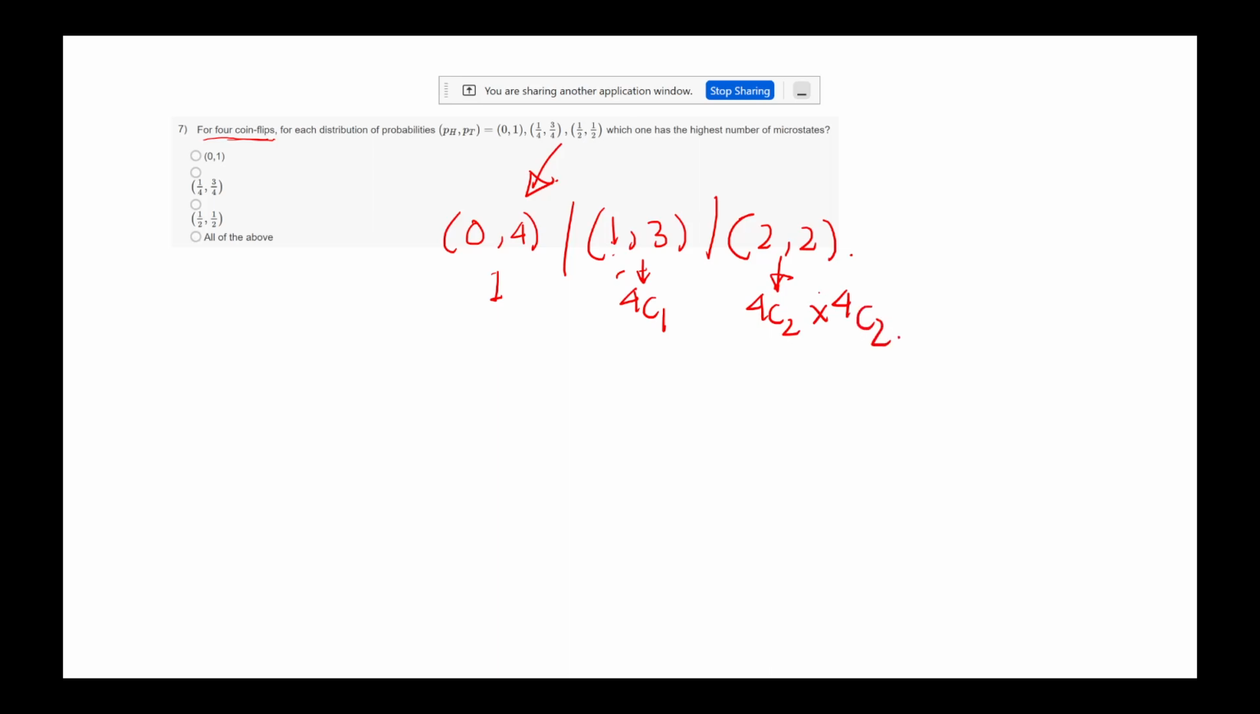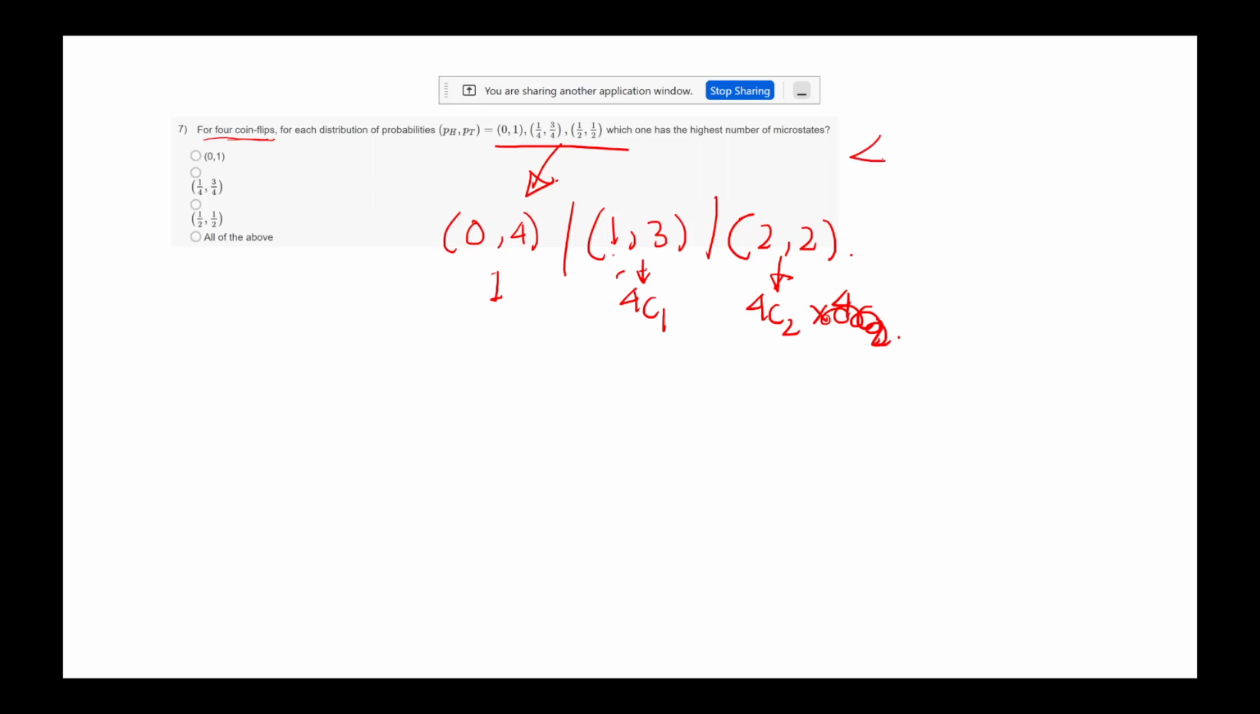With respect to which microstate, 4C2? I didn't understand your point. With respect to which macrostate you are writing these microstates? No. Microstates means the number of possible ways they are being arranged or distributed. Here the probabilities are given, right?